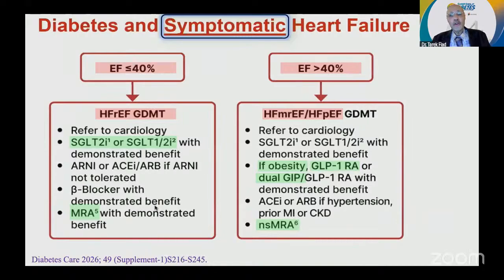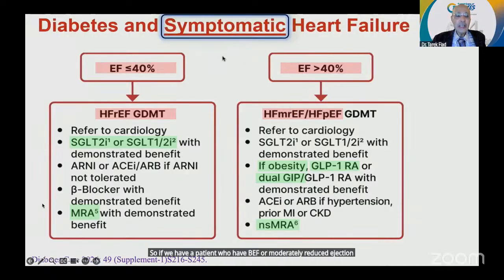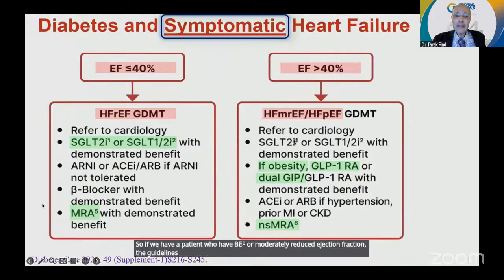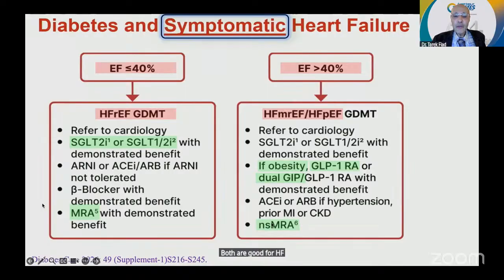So what should we do? If we have a patient who has HFpEF or moderately reduced ejection fraction, the guidelines now say use obviously SGLT2 inhibitors. You have DAPA and EMPA, both are good for HFpEF. Use non-steroidal mineralocorticoid antagonist, finerenone, and use GLP receptor agonist or tirzepatide, dual agonist, for these patients.